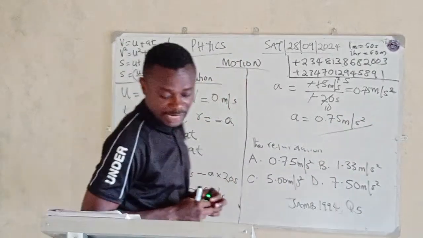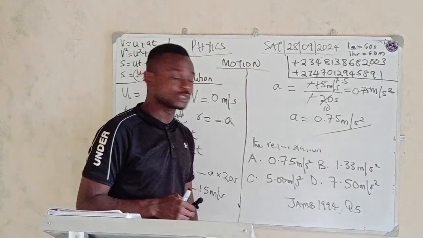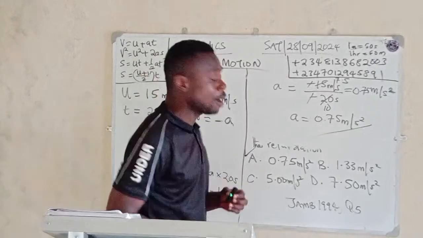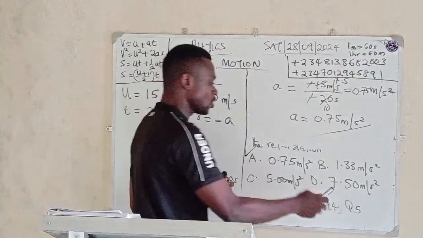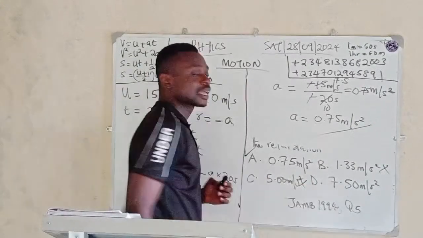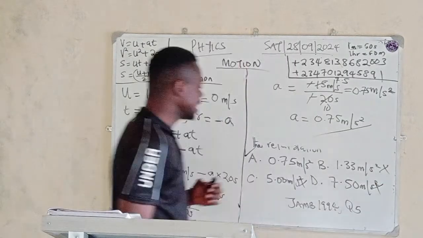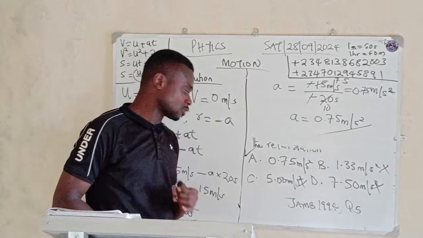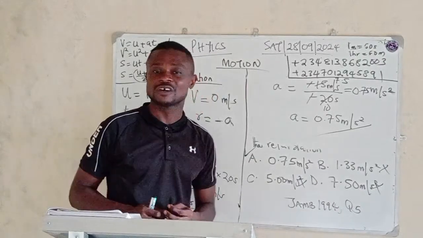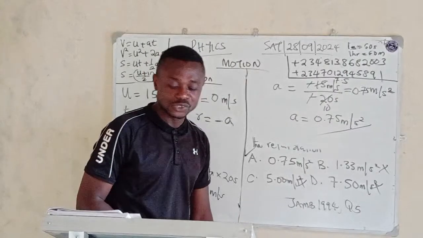So let's look at the options and check if the answer is there. Option A says 0.75 meter per second squared, which is correct. But let's check the other options. Option B says 1.33 meter per second squared, which is not correct. C says 5.00 meter per second squared, not correct. D says 7.50 meter per second squared, not correct. So the answer to JAMB 1994 physics question 5 is 0.75 meter per second squared.